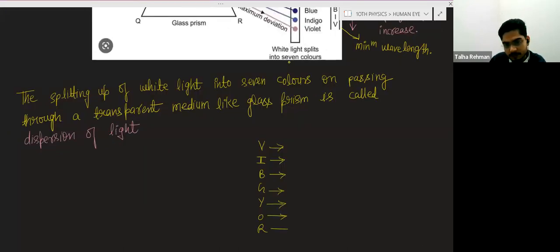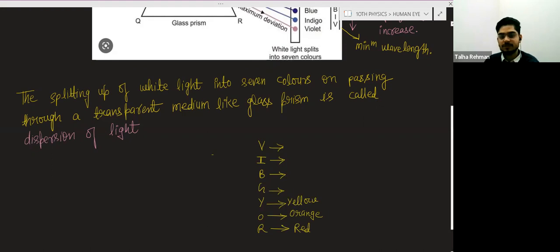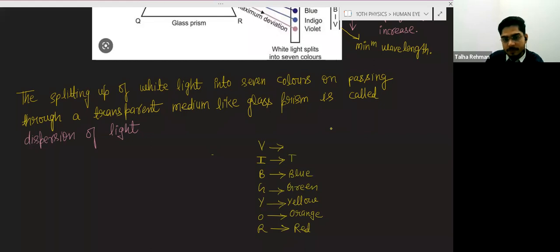You can write here: red, orange, yellow, green, blue, indigo, violet.